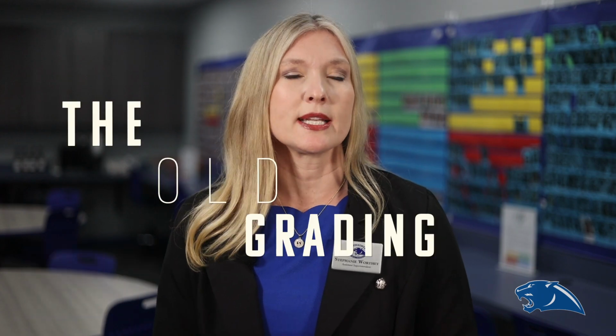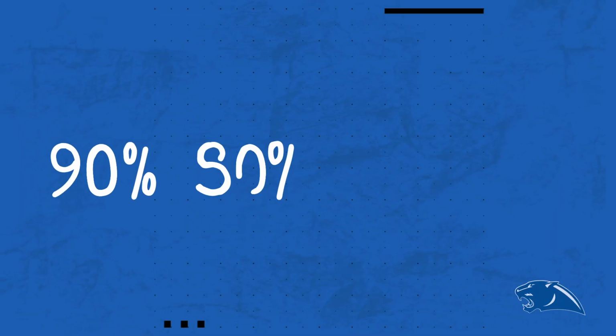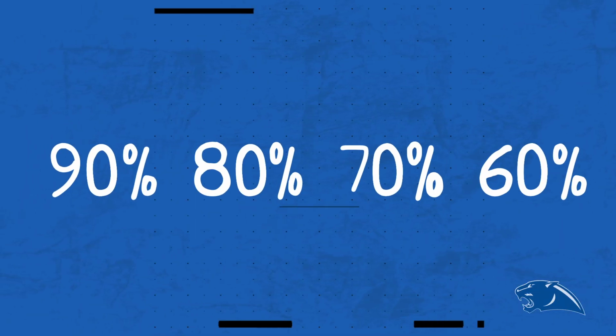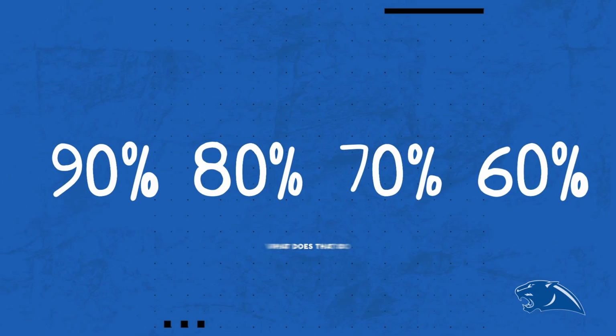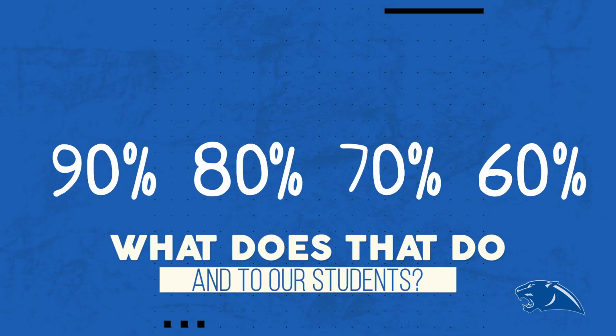So to help you better understand standards-based grading, it might help you to hear how we've gotten here. And I think to do that, we need to talk a little bit about the old grading system. So what is a 90%, 80%, 70%, and 60% grading system that collects points? What does that do for our students and to our students?